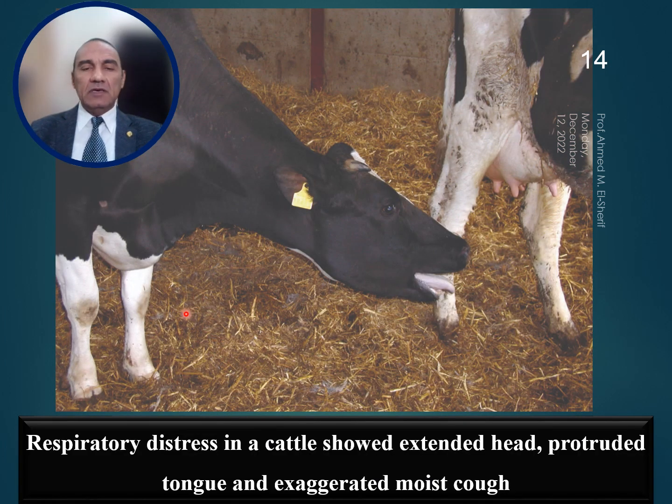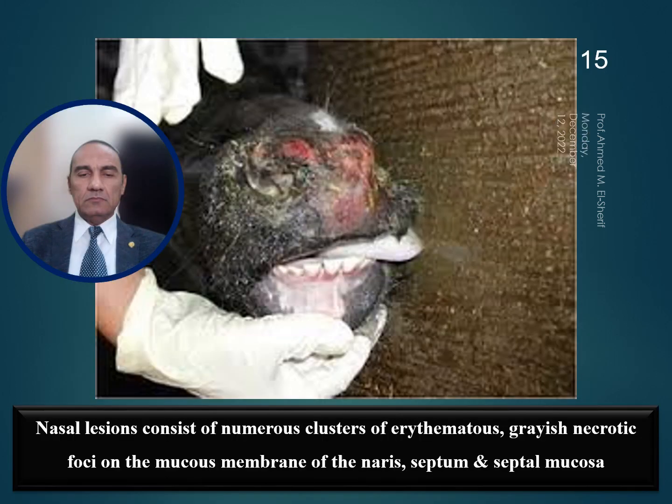This figure explains the respiratory distress in a cattle infected with infectious bovine rhinotracheitis. This cattle showed an extended head here and then protruded tongue with exaggerated moist cough. Nasal lesions consist of numerous clusters of erythema, grayish and necrotic areas on the mucous membrane of the nares, septum nasi, and septal mucosa.